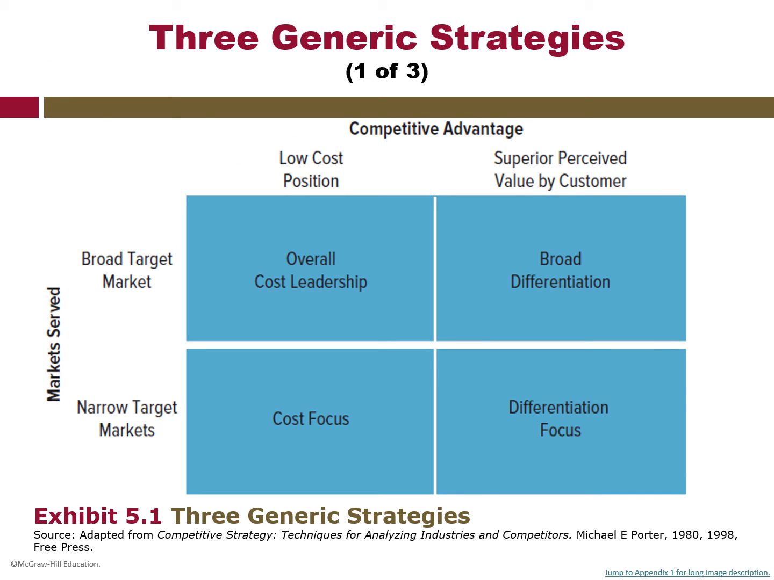Exhibit 5.1 shows the three generic strategies. The overall cost leadership and differentiation strategies strive to attain advantages industry-wide, while focus strategies have a narrow target market in mind. So generic strategies are plotted on two dimensions. One is competitive advantage and the second one is market served.